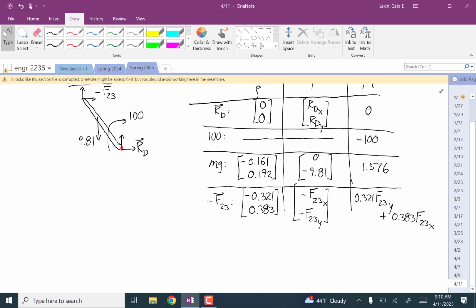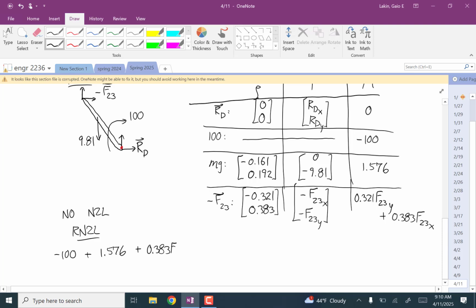This body has a fixed point. Do we need Newton's second law? No. And so the moment equation says negative 100 plus 1.576 plus 0.383 F23x plus 0.321 F23y is equal to 0.083 repeating times alpha 3.